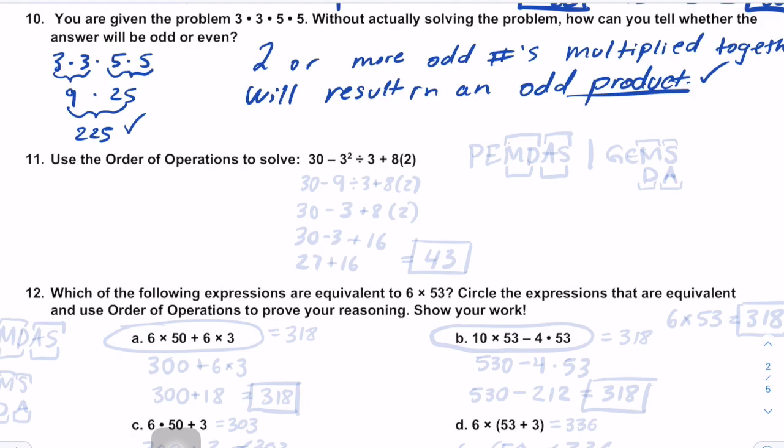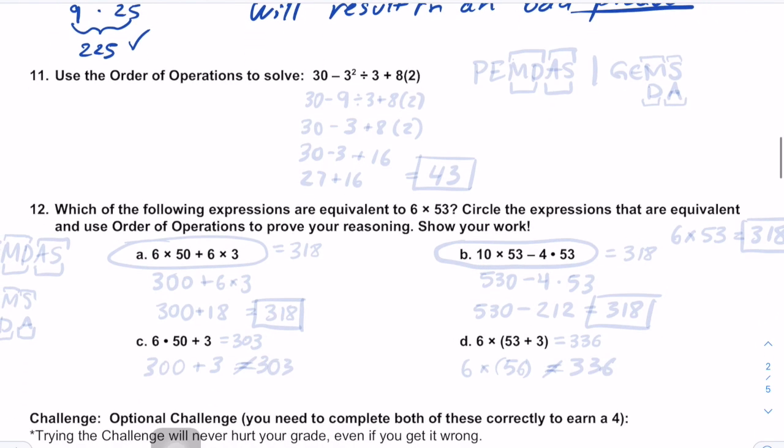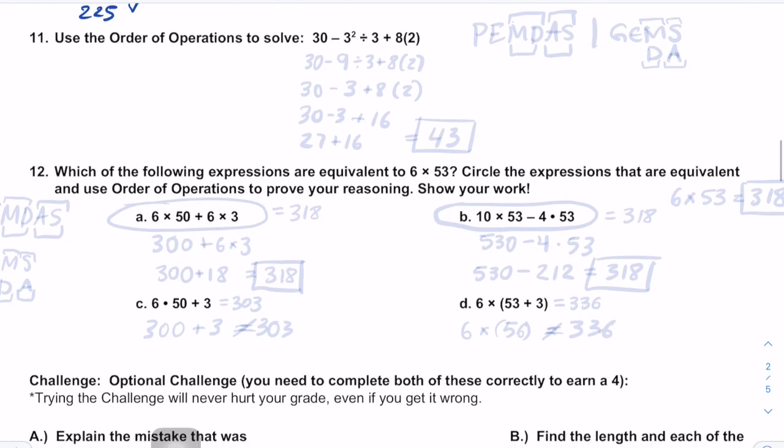Number 11 tells us to use the order of operations to solve 30 minus 3 cubed divided by 3 plus 8 times 2. So I know some of you use PEMDAS and some use GEMS, so I'll just write this up here and refer to both as we go through this. So whether you're using PEMDAS or GEMS, we know that the first thing is to check to see if there's anything in parentheses or in groups.